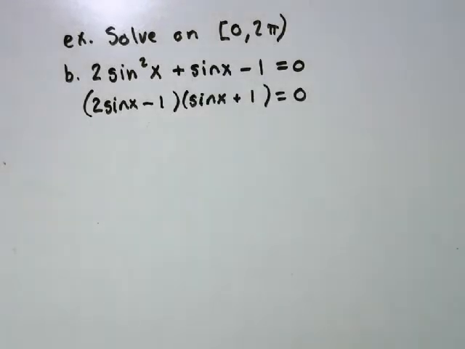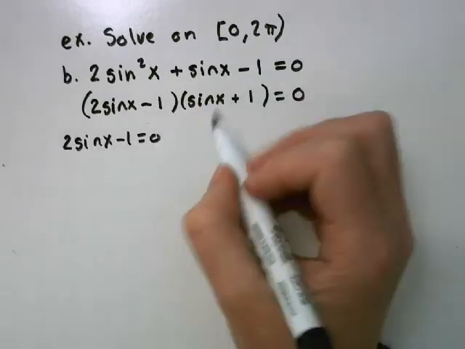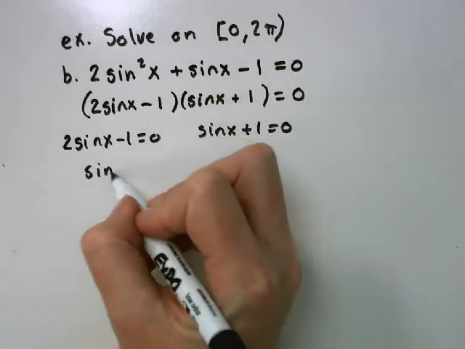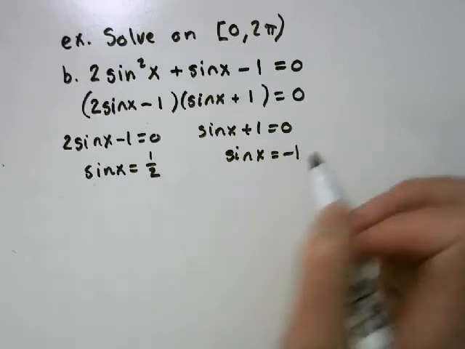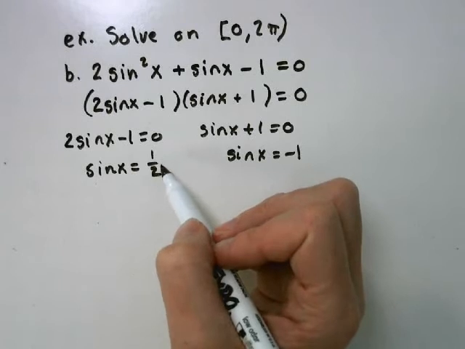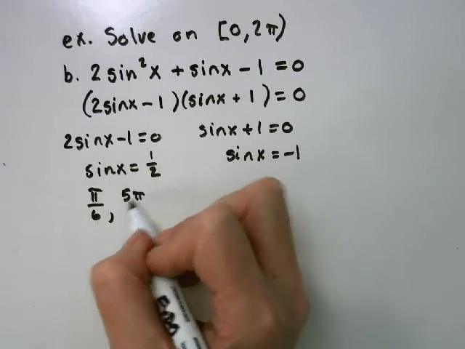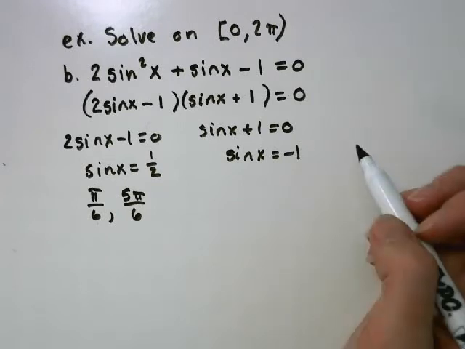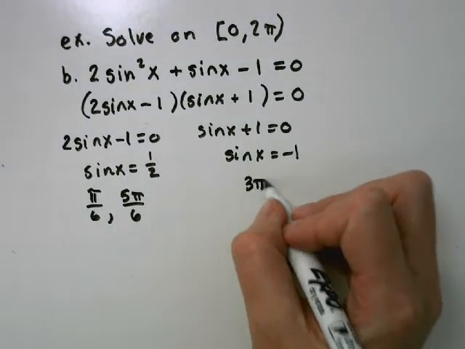Okay, again, we're using our zero product rule, so either 2 sine x minus 1 equals 0, or sine of x plus 1 equals 0. So sine of x equals 1/2, or sine of x equals negative 1. Again, we're going to refer to our unit circle. Our y values are 1/2 at pi over 6 and 5 pi over 6. Our y values are negative 1 at the bottom of the circle, 3 pi over 2.